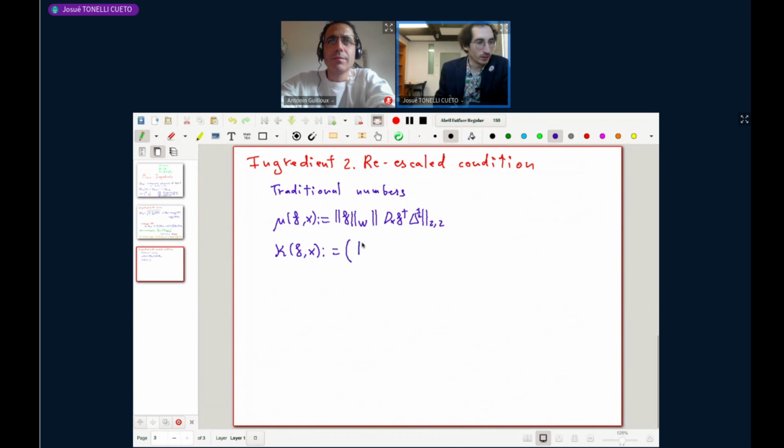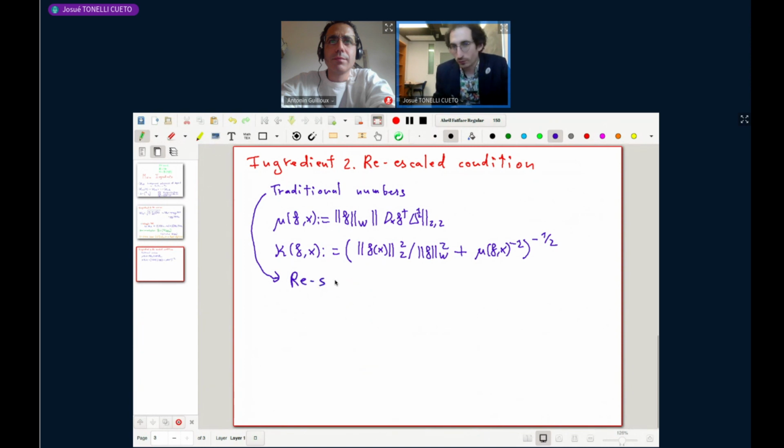So f at x squared divided by the norm of the Weyl squared, plus this mu of x to the minus 2, and here to the minus 1/2. So these are the traditional ones. So here you can see that there is this thing.